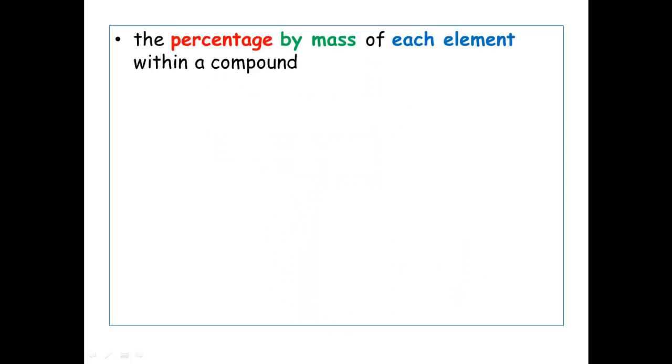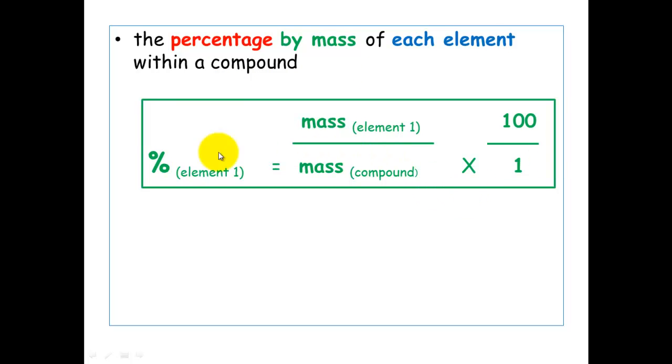Percentage composition. Percentage composition works out the percentage by mass of each element within a compound. And it can be worked out just as you work out any other percentage. So you take the mass of the element that you're looking at, you divide it by the total mass of the compound, and you multiply it by 100 over 1.